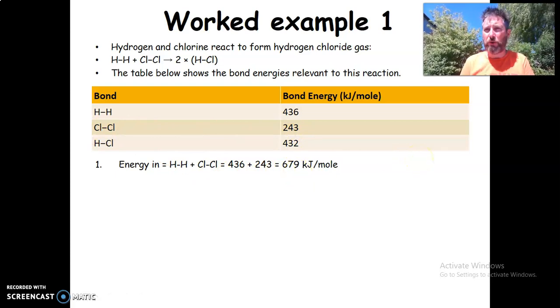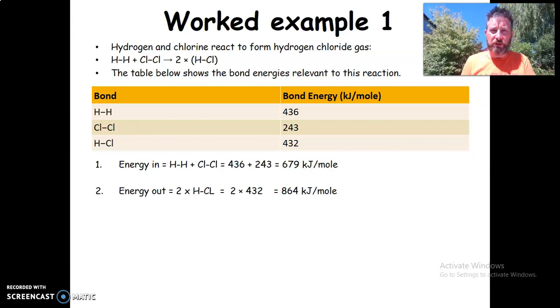Step 2, energy out. So this time, what's being made this time, it's 2 lots of HCl. So there's 2 hydrogen chloride bonds there. So there's 2 lots of HCl. For some reason that's capitalised. It shouldn't be. Apologies for that. So 2 HCl's is 2 lots of 432. 2 times 432 is 864.